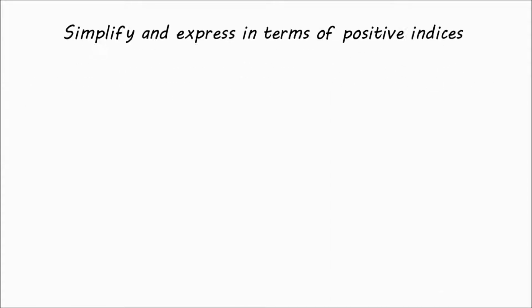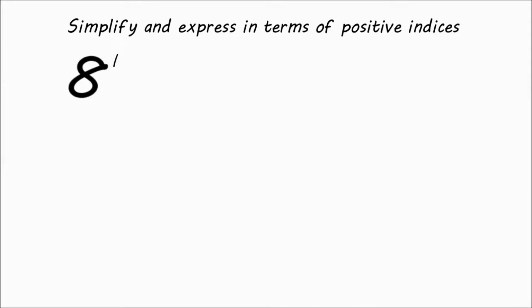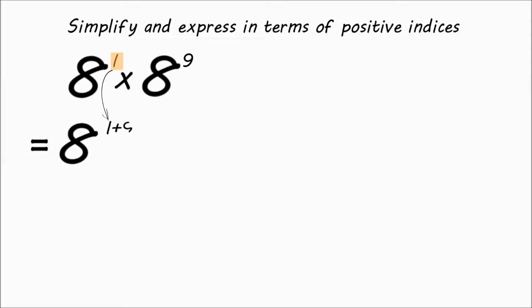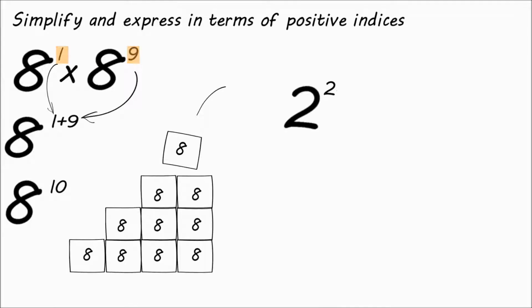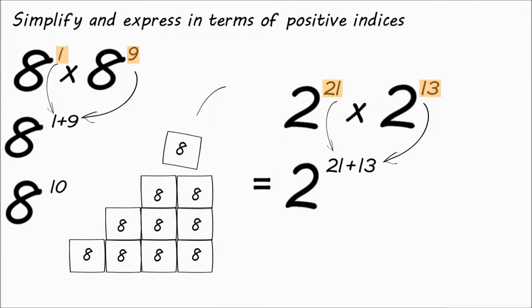Now, let's simplify this expression. We can write 8 as 8 to the power of 1. This will give us 8 to the power of 1 times 8 to the power of 9. We learned that we can just add up the indices 1 and 9. So, the answer is 8 to the power of 10. What about this expression? We add the indices 21 and 13. We get 2 to the power of 34.